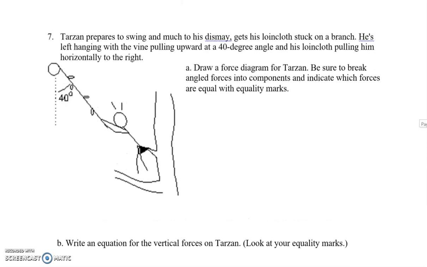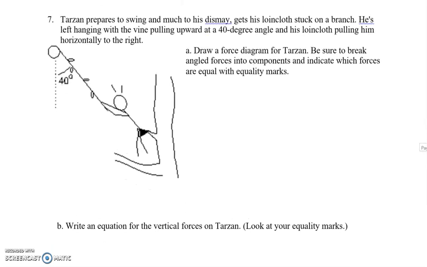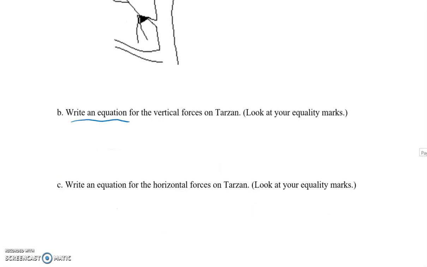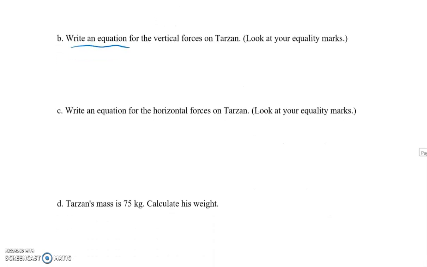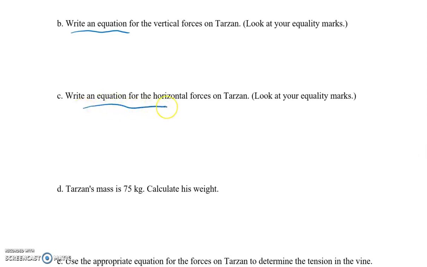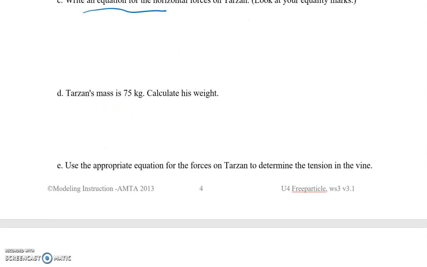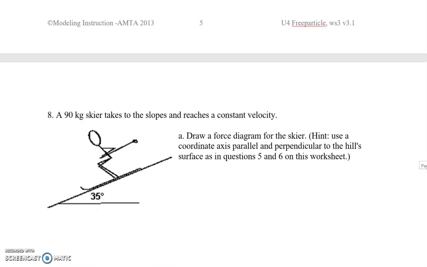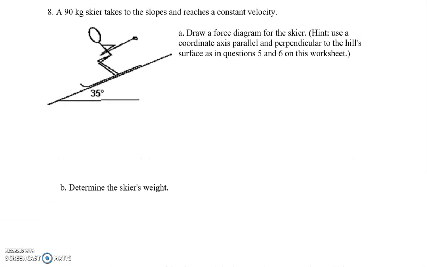Now 7, I think you'll have to figure out an unknown force. It asks you to write an equation for the vertical forces. That would be the net force equation, right? And an equation for horizontal forces, another net force equation. Calculating weight you should be able to do. And then use the net force equations to solve for the tension in the vine and the loincloth. All right, and then similar breakdown for the skier.